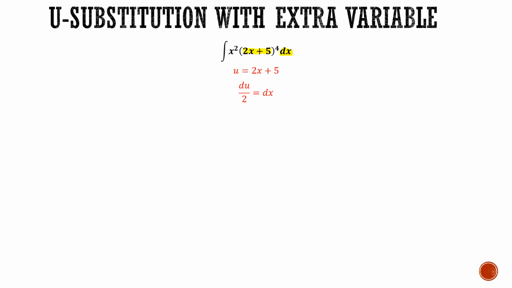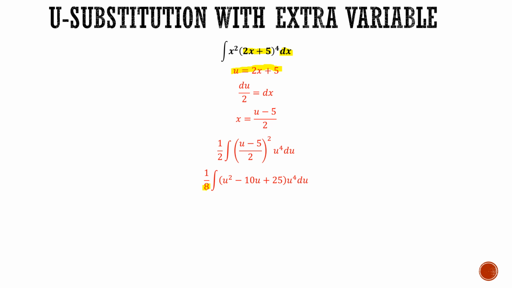So what I'm going to do is take my u sub, this 2x plus 5, and solve for x. Doing so, I get x equals (u minus 5) over 2. And I'm going to substitute all that back into my integral. So I have the integral of ((u minus 5) over 2) squared times u to the 4th du. Now simplifying, or squaring this piece, I'm going to end up with (u squared minus 10u plus 25) over 4, but I pulled the 4 out, and that's how I got the 1/8 u to the 4th du.